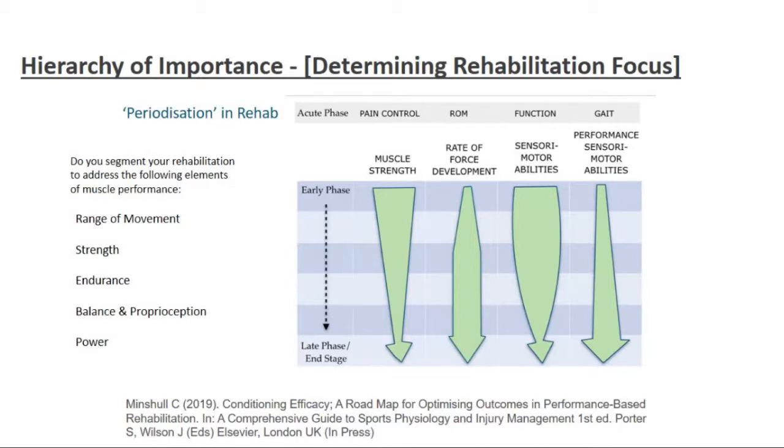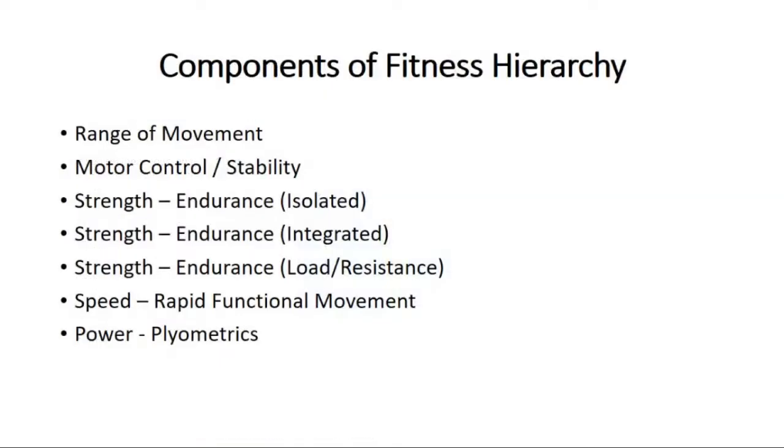Okay, so we need to restore range. Yeah, okay. So this is the components of fitness hierarchy. Now, this is not exclusive. It's just to give you a bit of a template about how these things work. So the number one thing we need is flexibility. We need to restore that range of movement. If we haven't restored that range of movement, the joint is going to struggle to function.